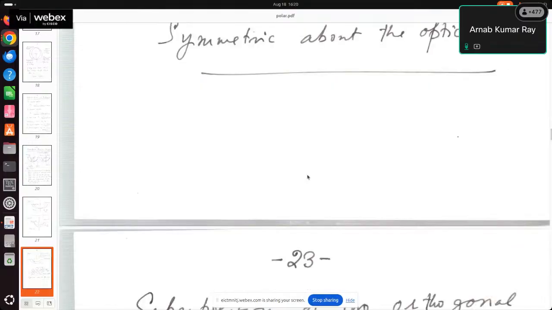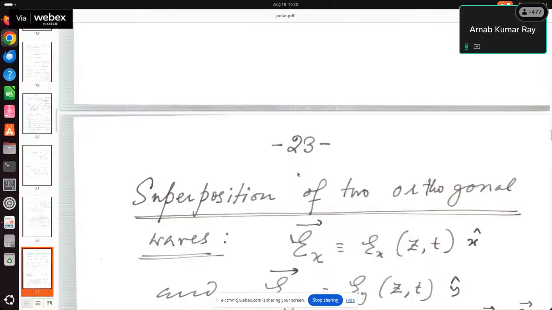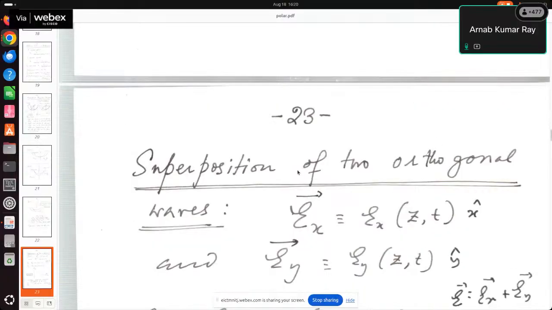Let us now, in the little time that we have, because I have to leave in 5 minutes or so, just start discussing the mathematical aspect, because after all, polarization.